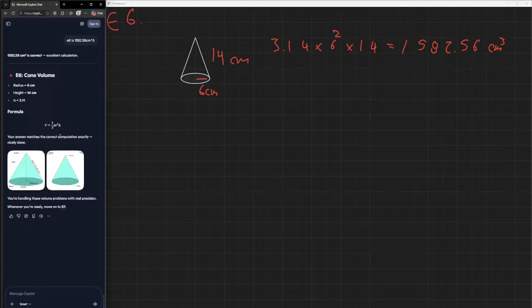Is correct, okay. What is it, 1/3? Why are 2 times the height? See, the AI here says I am handling this volume problem with real precision, I am the precision master. Oh man. So what is the 1/3?